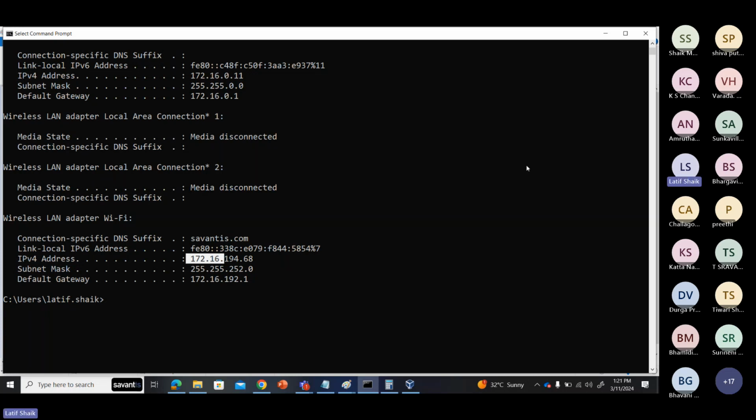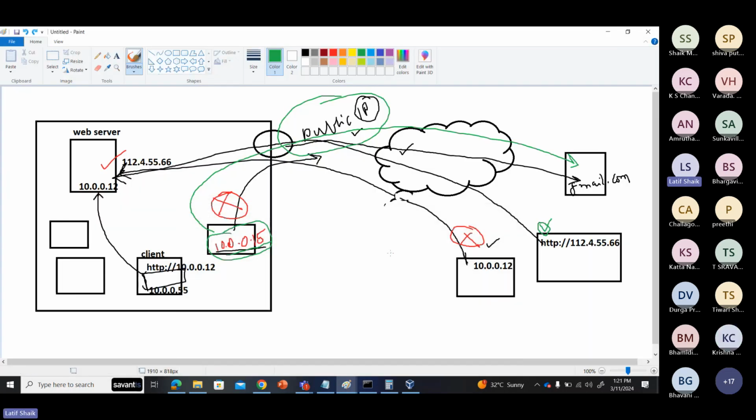Private, sir. Private IP address. Very good. It is my private IP, but I am able to access the internet. How is it possible? I'm in a private IP and private network. How can I access the public network?